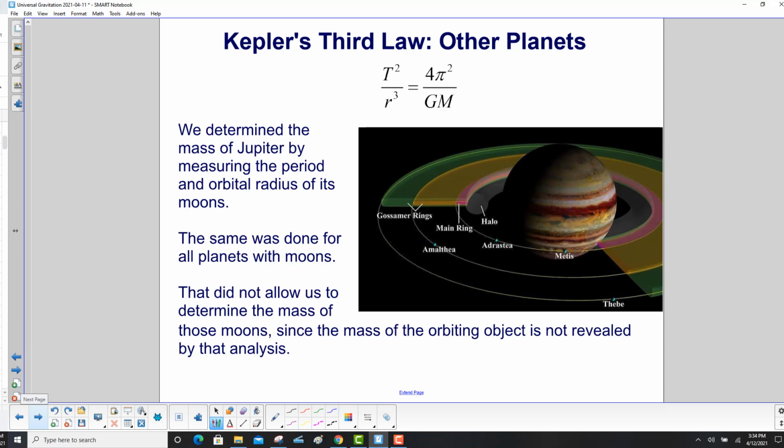We determine the mass of Jupiter, right? Here's Jupiter, by measuring the period and orbital radius of its moons. Here's a few of its moons there. The same was done for all planets with moons. That did not allow us to determine the mass of those moons, since the mass of the orbiting object, the moons, is not revealed by that analysis.